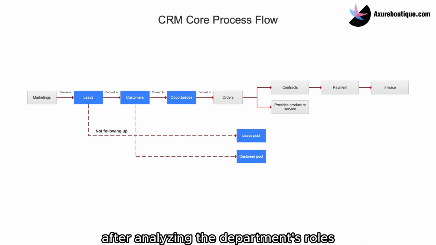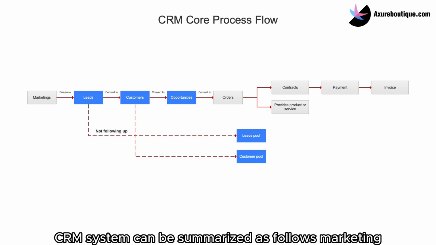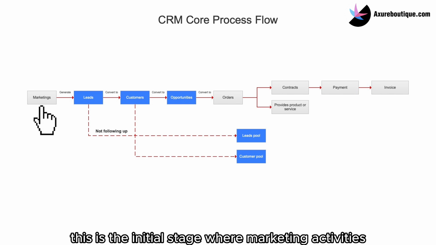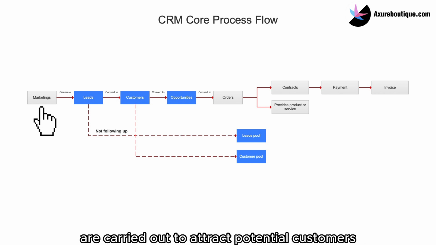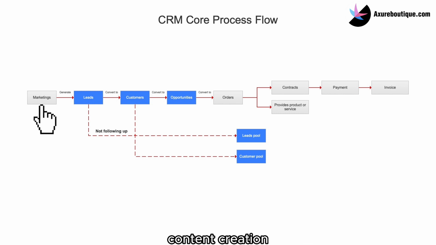After analyzing the departments, roles, and core processes, we need to produce core process diagrams. The core processes of a typical CRM system can be summarized as follows. Marketing: this is the initial stage where marketing activities are carried out to attract potential customers. It involves strategies such as advertising, content creation, social media marketing, and lead generation.